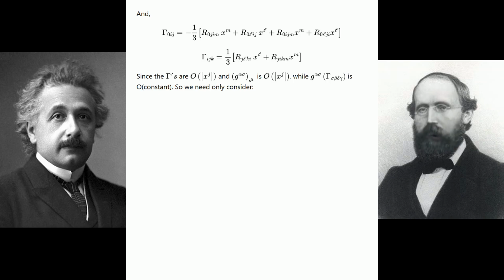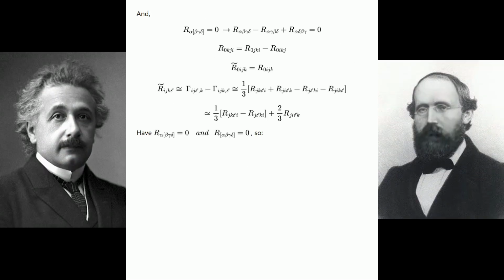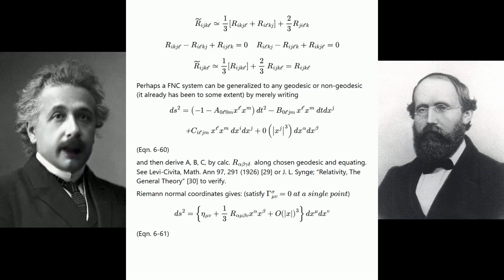Since the gamma primes are O of the absolute value of x^j, and the derivatives of g_μν are O of the absolute value of x^j, while the gamma terms are O of a constant. So we need only consider the group of equations, and the equations shown. Have R_α[βγδ] equals 0 and R_(α[βγδ]) equals 0, so see the following group of equations.